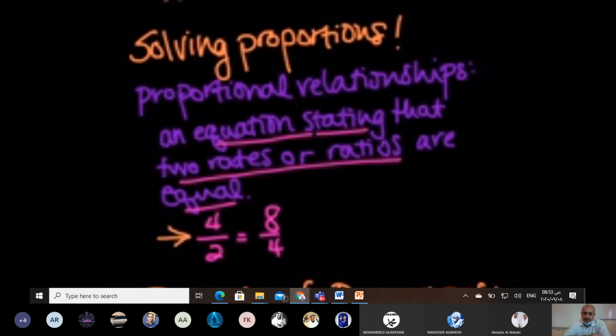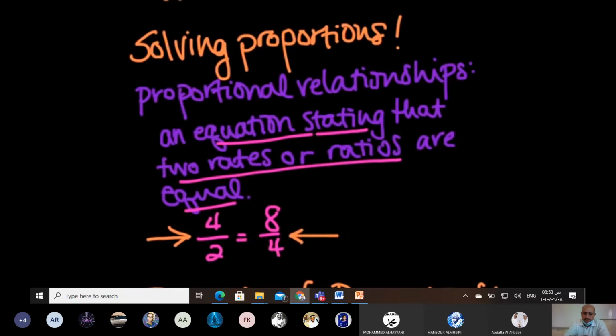Here, 4:2, or maybe 4 bags of flour equals $2, and that is the same as saying 8 bags of flour is equal to $4. We know that these are equal. Essentially, our scale factor to get from 4 to 8 is multiplying by 2, and that scale factor holds true for the bottom half as well.